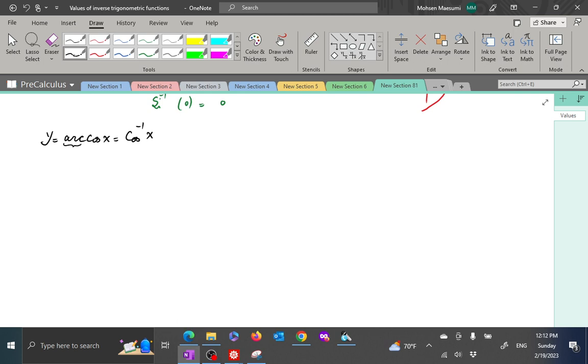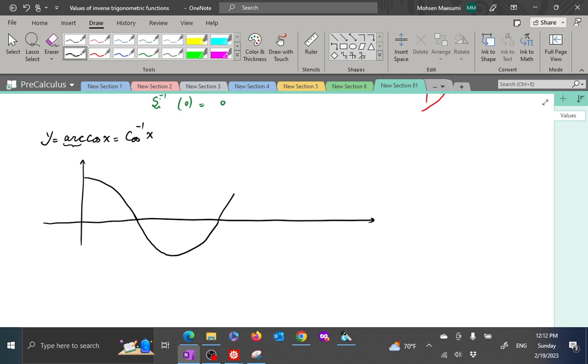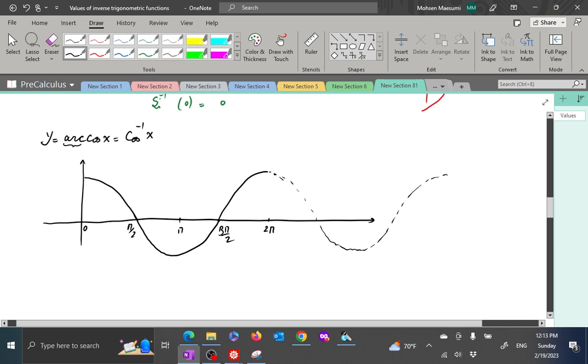So what was the graph of cosine? The graph of cosine started high, came to 0, took a dive, came back up, went up again, and remember this was 0, pi over 2, this was pi, and this was 3 pi over 2, and this was 2 pi, and then it repeated itself. So it came down again, up again, and so on.